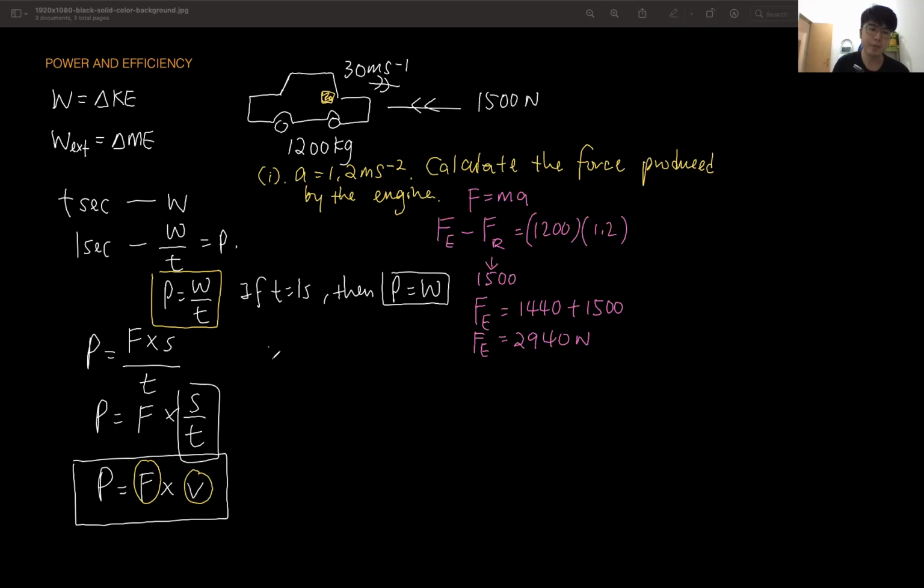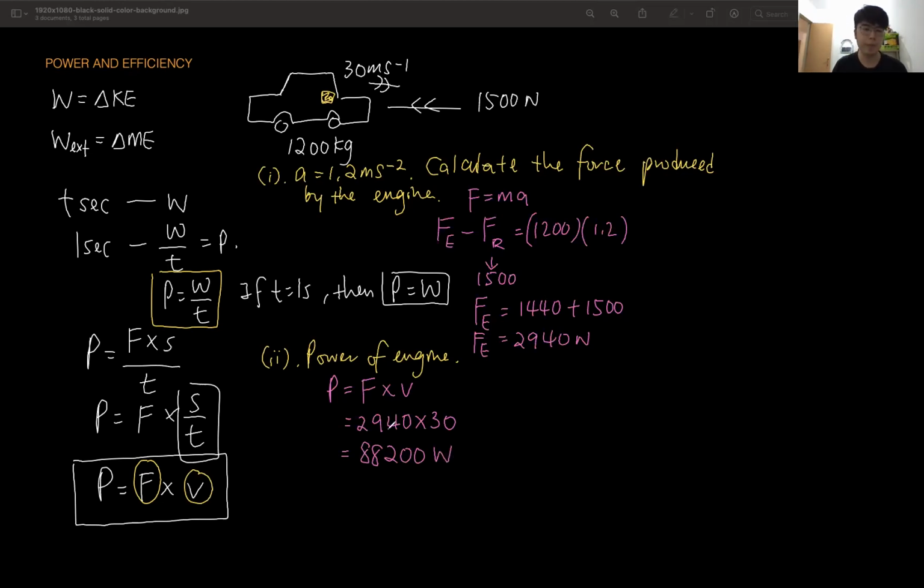Now, part B, number 2. The question asks, how do I find the power of the engine? Now we have the force from the engine. Simple formula: P equals F times V. So what is this force here? Is it the resistive force? No, not the resistive force, not the net force. It is the force from the engine. So it equals 2940 times 30, and we get 8820 watt. What does this mean? It means that every second it is doing a work of 8820 joule, 8820 joule per second.